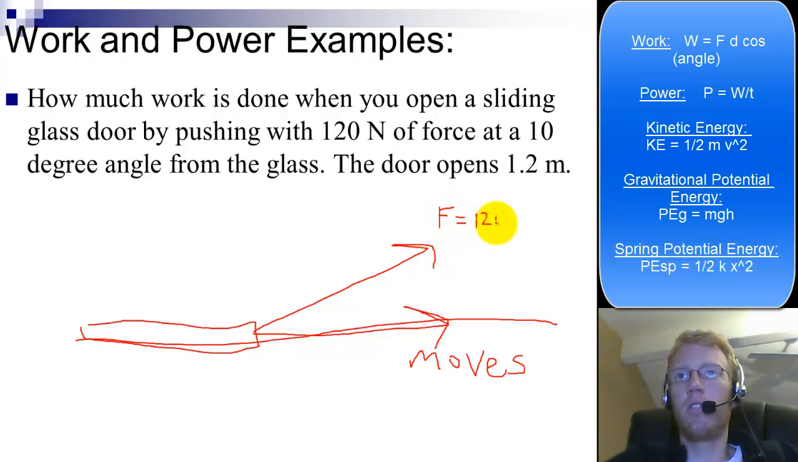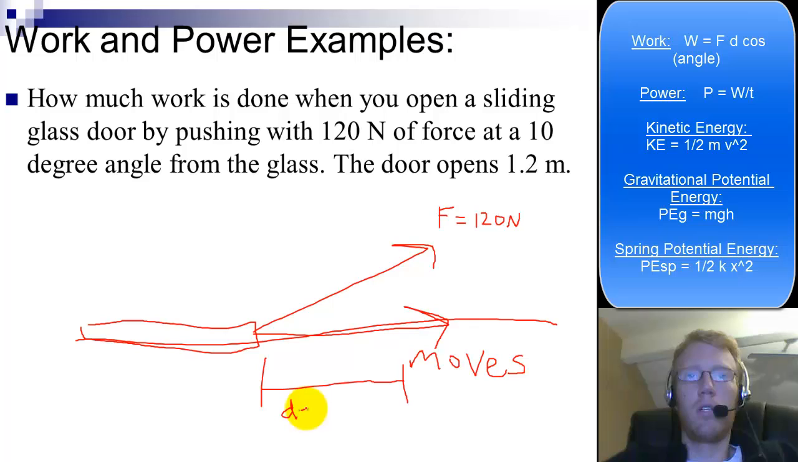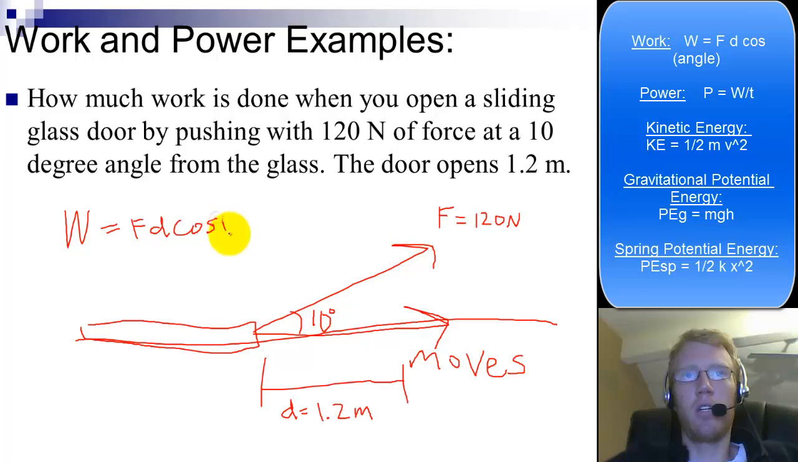So we're actually applying a force of 120 newtons. You want to set up a picture like this, it'll really help you. And the distance moved is 1.2 meters. And the angle here is 10 degrees. So if you get a little picture like this, it should be very straightforward to use the equation work equals force times distance times cosine of the angle. And this angle always is between this force vector and the motion vector.